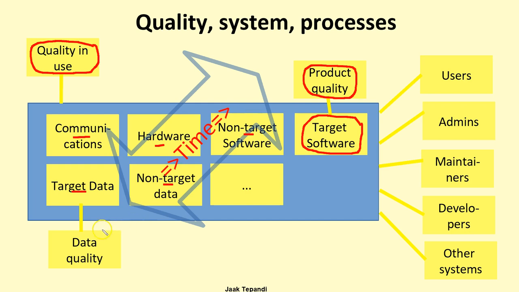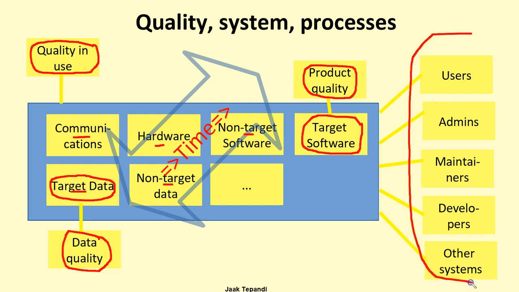Then we have data quality, and data quality refers mainly to the target data, but also in many cases to non-target data, so which are taken from other sources, not just data that refers to our target software. And we have many users, many kinds of users, the final users, administrators, maintainers, developers. Other systems may use our system. So we can look at these quality issues from the viewpoints of many different users.